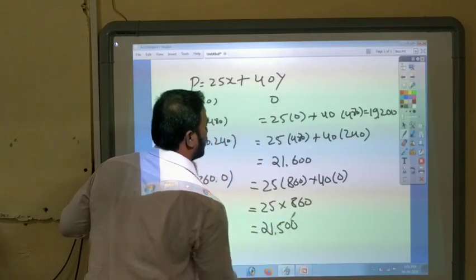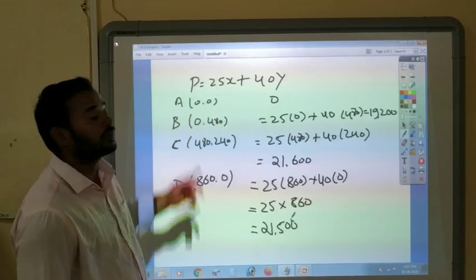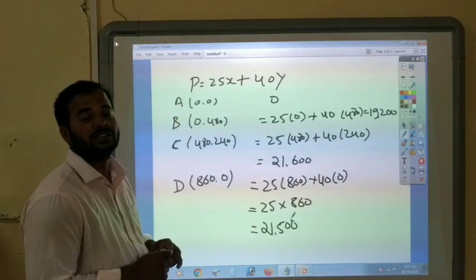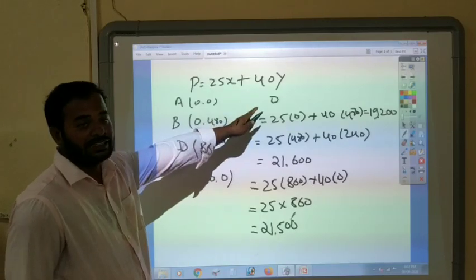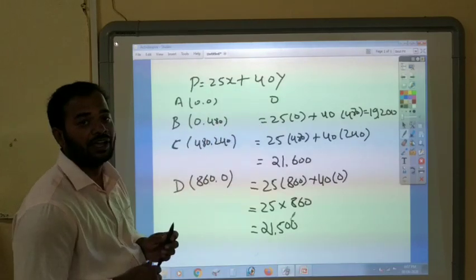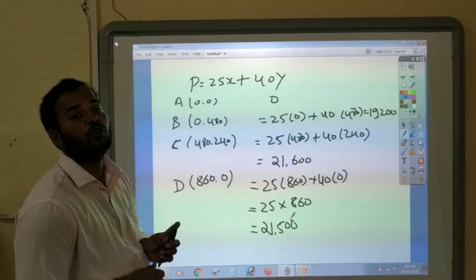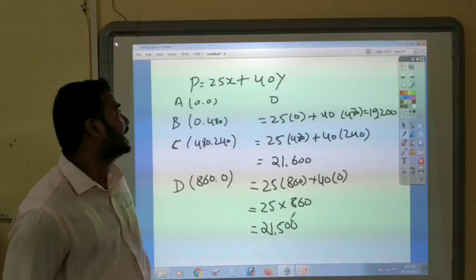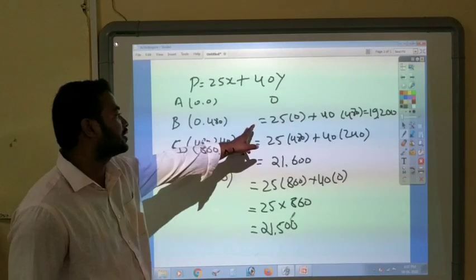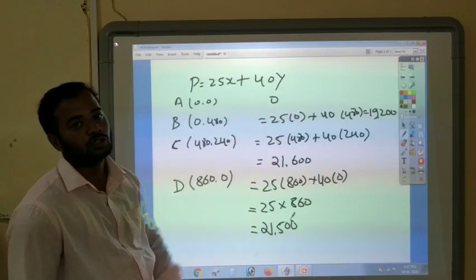Just look at each corner point's values. At corner point A, both x and y are 0, 0, hence the total value at corner point A is 0. At corner point B, we have x value 0 and y value 480. Hence, when we are putting these values into the equation P is equal to 25x plus 40y, we got the total value of 19,200.